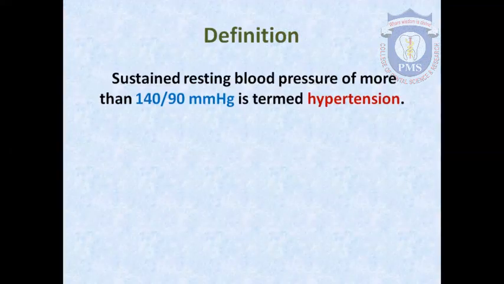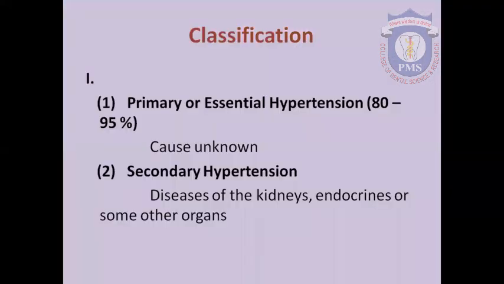Definition: sustained resting blood pressure of more than 140/90 millimeters of mercury is termed hypertension. Classification. First classification: primary or essential hypertension, the cause of which is not known. Secondary hypertension: disease of the kidneys, endocrines, or some other organs constitute secondary hypertension.